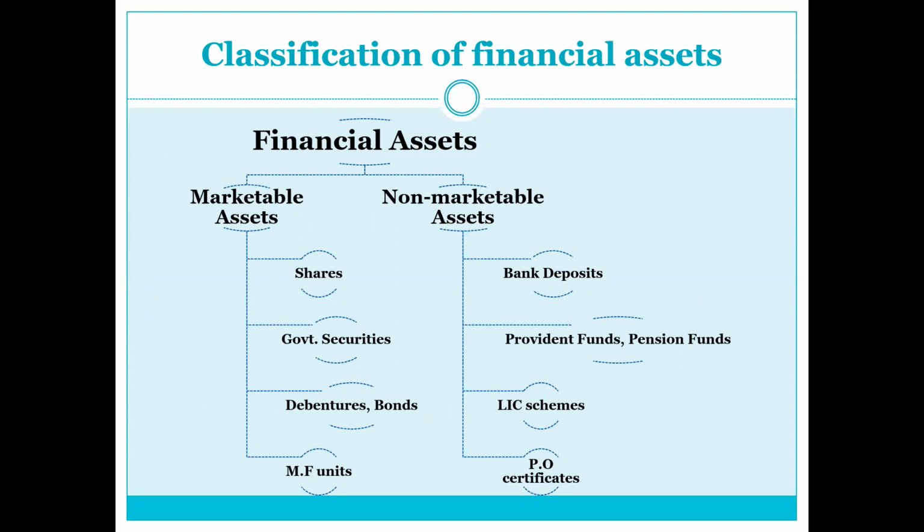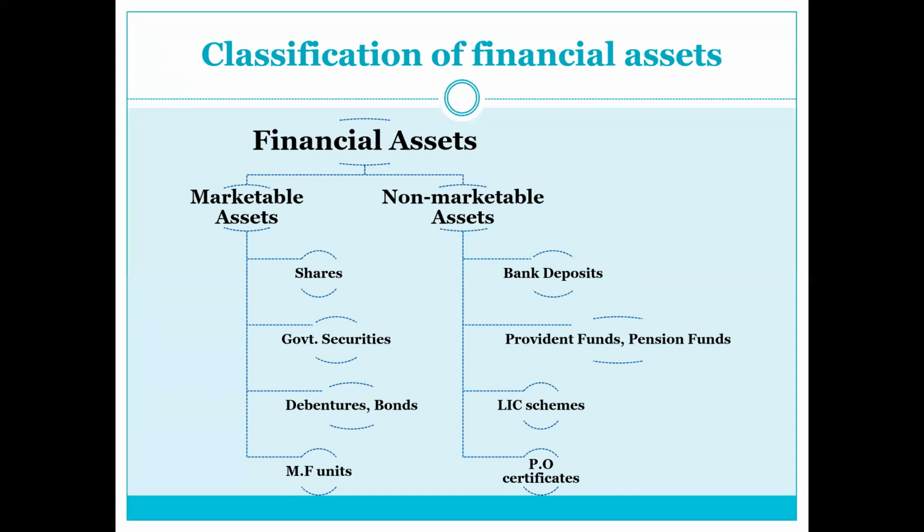Marketable assets are shares, government securities, debentures, and mutual fund units. Shares are again classified into equity shares and preference shares. Government securities are also known as gilt-edged securities. Debentures are promissory notes given by companies promising that they will return back the amount that they borrowed after a fixed period of time. Until that period, they will be giving an interest at regular intervals.